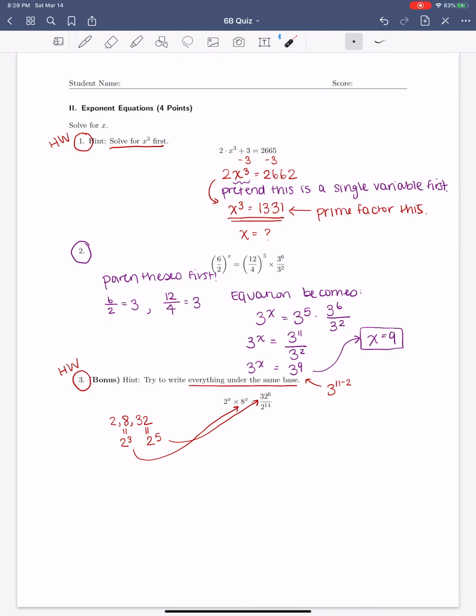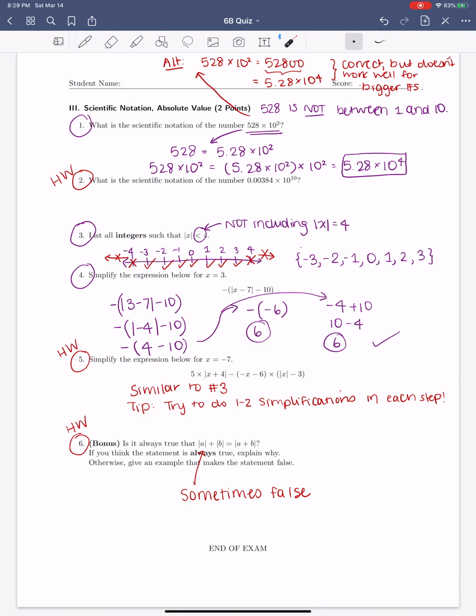On the next page, we have 2 equations to solve. This one I've done most of the way, but you have to prime factor. And in this one, I gave you a hint to substitute 2 cubed in for 8, and to substitute 2 to the 5th in for 32. On the very last page, we have a quick exercise on scientific notation, and a quick exercise on absolute values. And this bonus where I want you to come up with an example for values of A and B.